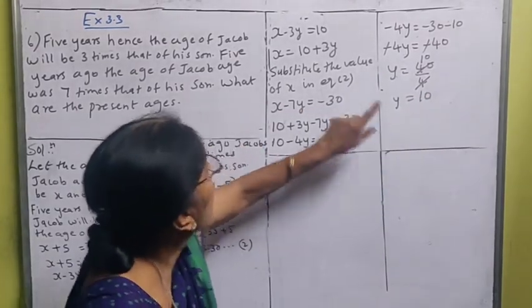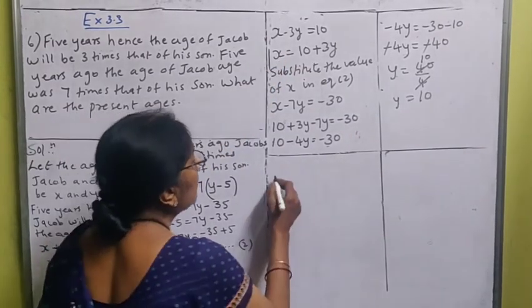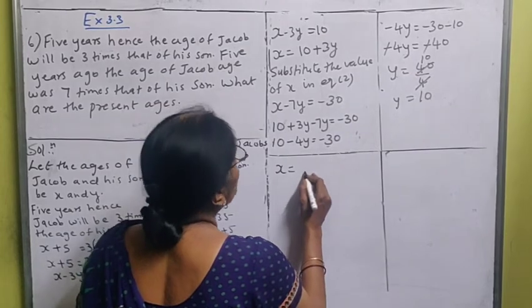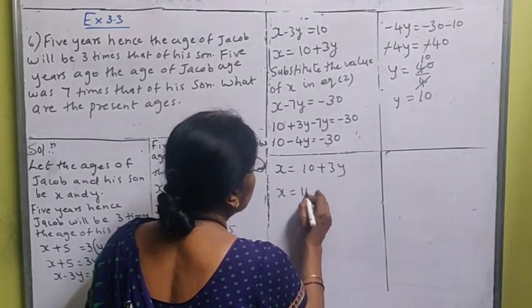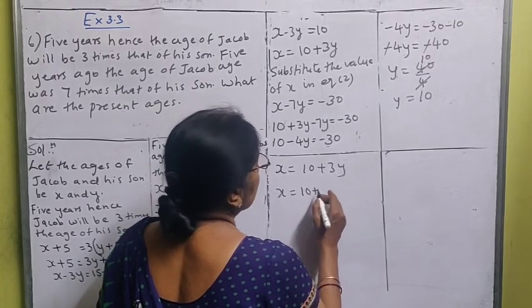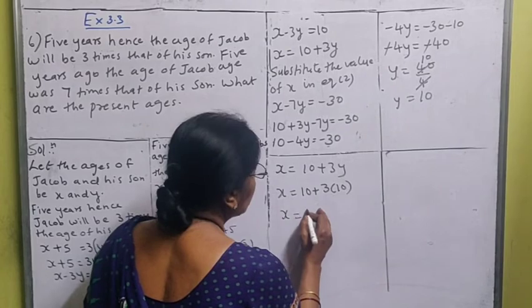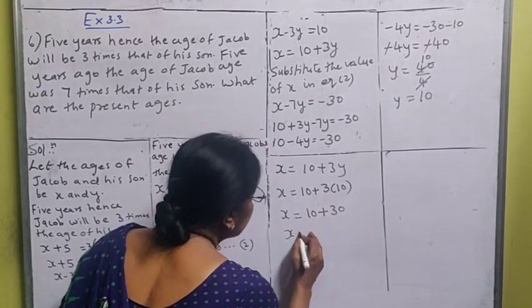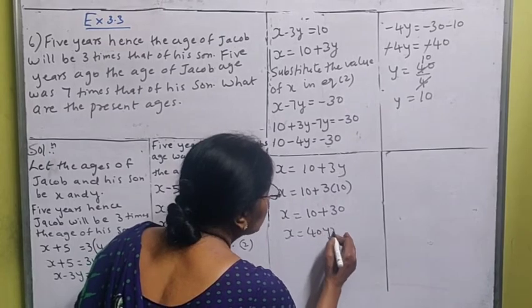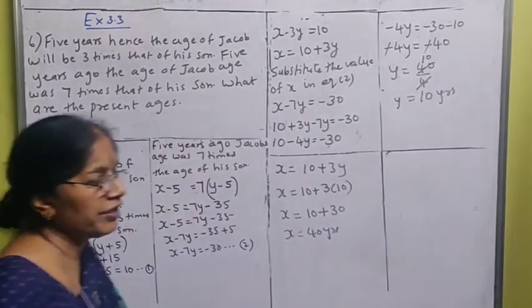Now y is equal to 10. This value you are going to substitute over here where you got x. So what shall we write down? x is equal to 10 plus 3y. So x is equal to 10 plus 3 into 10. So x is equal to 10 plus 3 tens are 30. So x is equal to 40. So what you got is 10 years and 40 years.